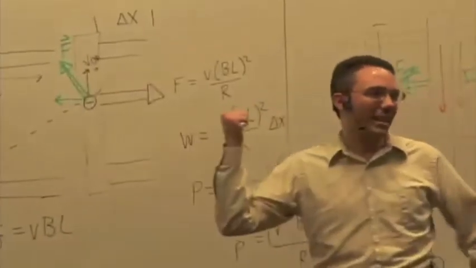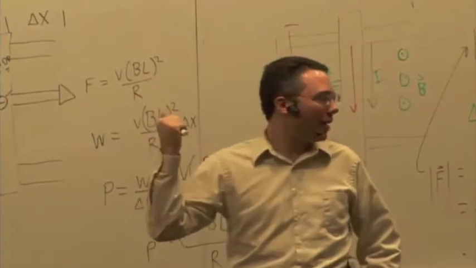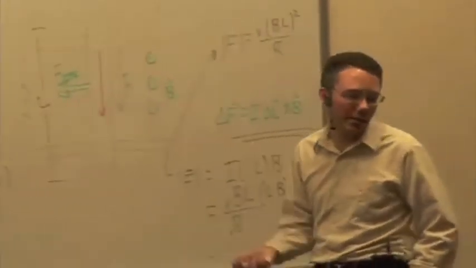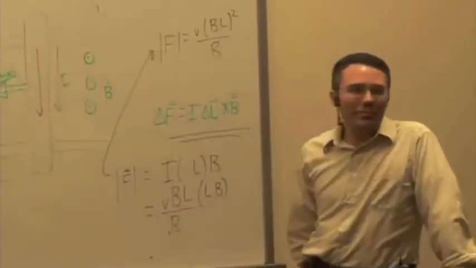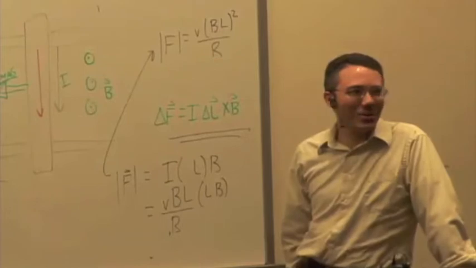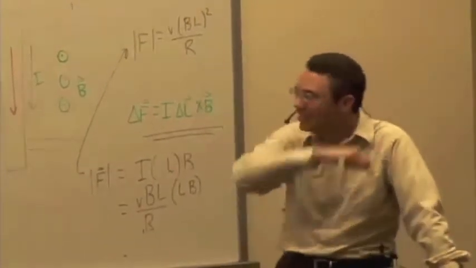What is this thing? It's a generator. It's a generator because we're taking kinetic energy and converting it into electrical energy. It's not a very useful or practical generator, because you'd have to have two rails that go on forever, and keep running this thing forever.